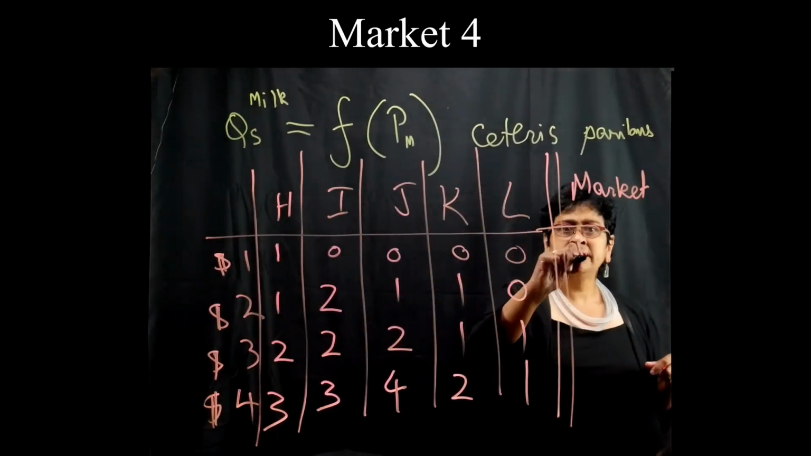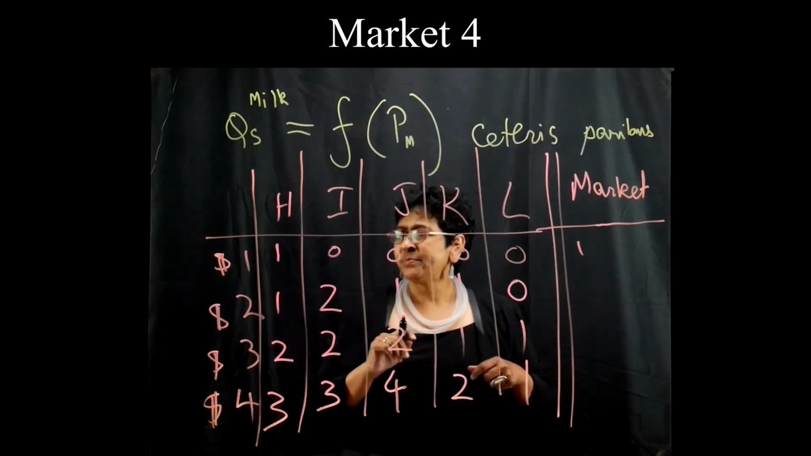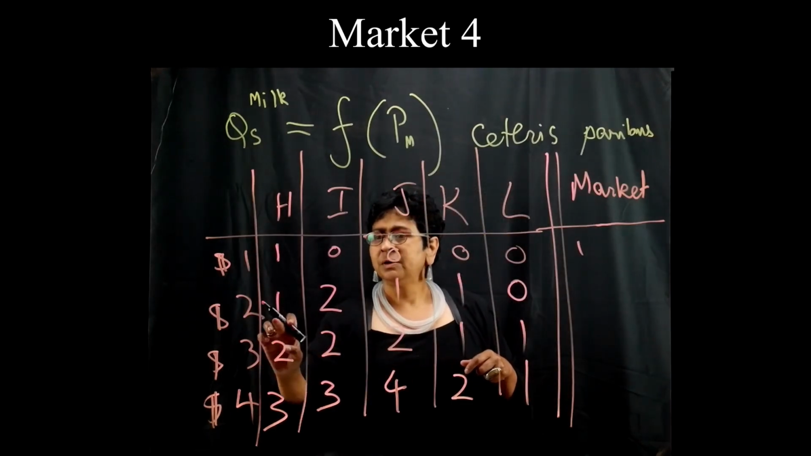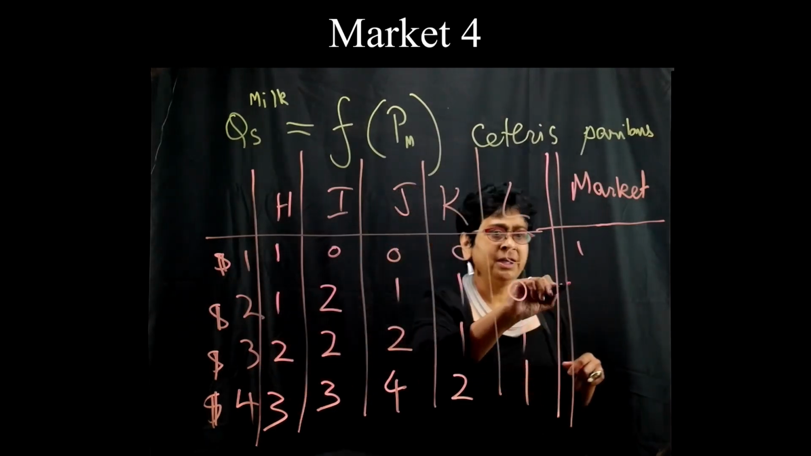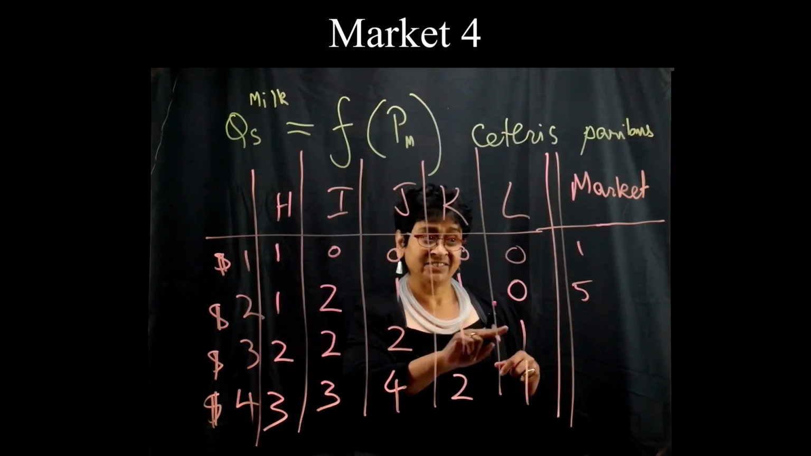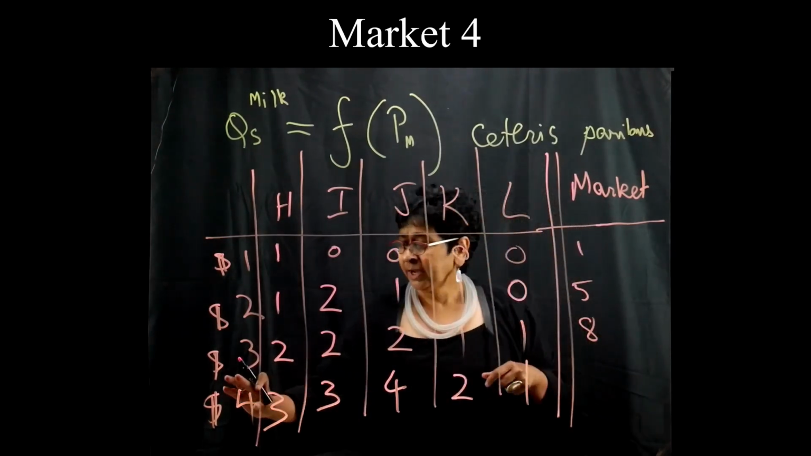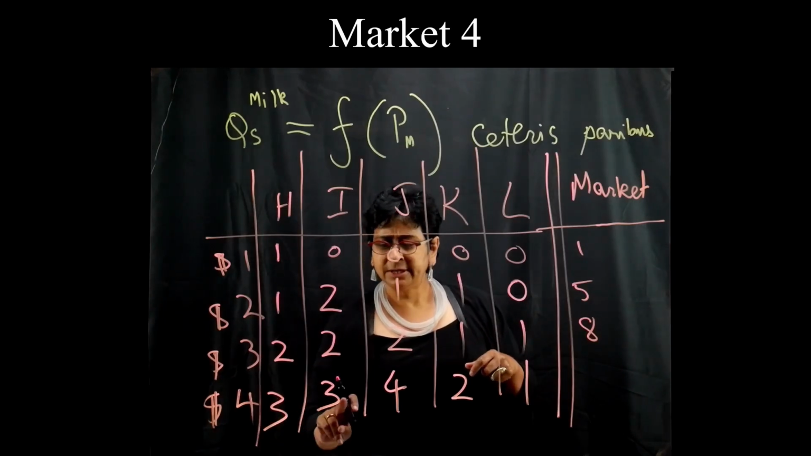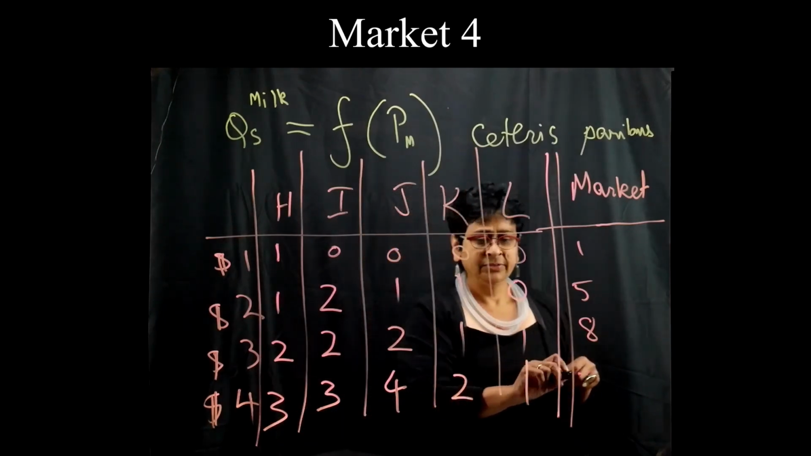At a price of 1, there's only one person trying to sell something in the market. At a price of 2, we get 1, 2, 3, 4, 5. At a price of 3, we get 2, 4, 6, 7, 8. At a price of 4, we get 3, 6, 4, 10, 11, 12, 13.